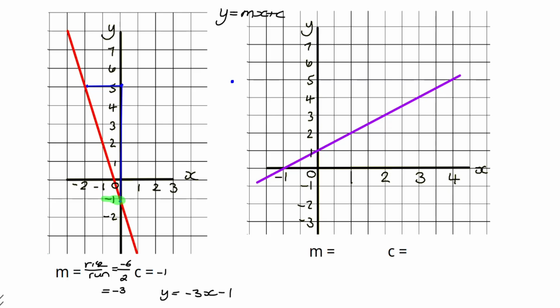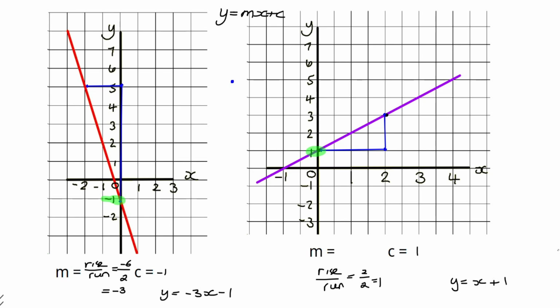Okay, right, this one here. M is the rise over run. Let's pick 2 points. I'm going to pick that point there and that point there, those 2 coordinates. So the run is equal to 2. It's gone from 0 to 2. Be careful of your axes. And it's risen by 2. So rise was 2, the run was 2, so my gradient is 1. C, the value where it crosses the y-axis, is +1. So it would be y equals 1x, or just x, plus 1.